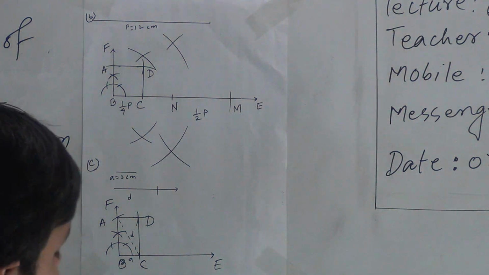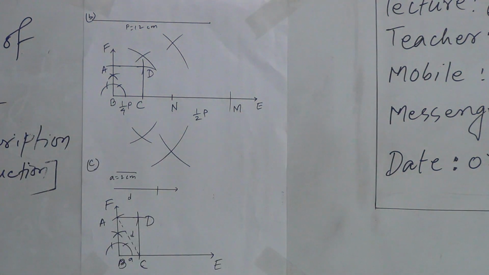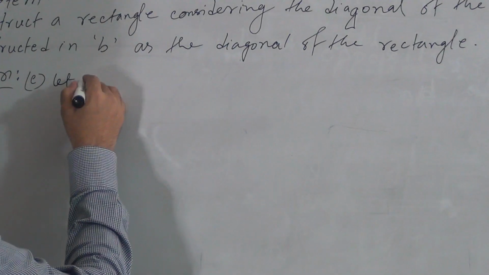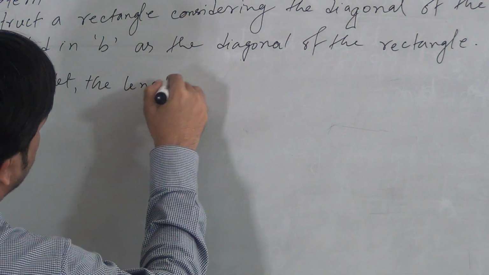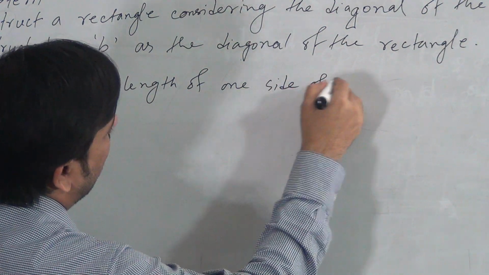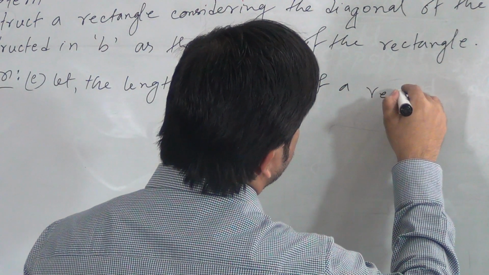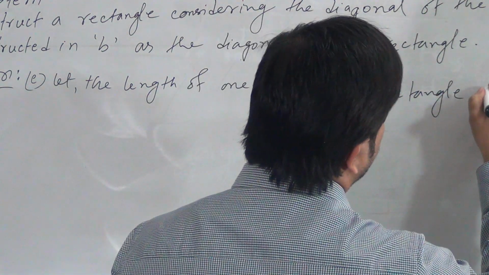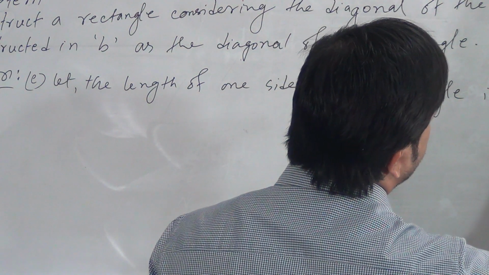At first I have to write the particular enunciation. What is the particular enunciation here? I have taken a side of a rectangle, so I have to write: let the length of one side of a rectangle be equal to 2 centimeter.